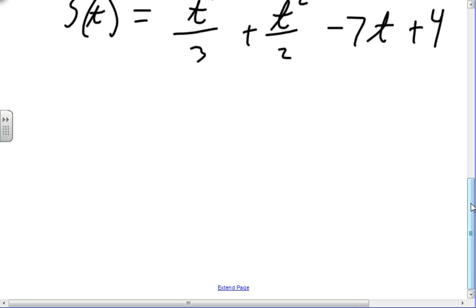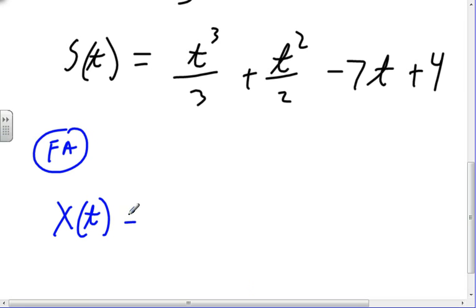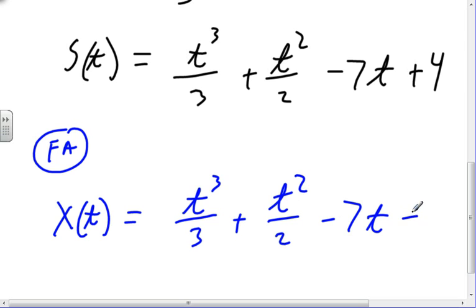Now, because the book uses x of t, and in your physics classes you always used s, right? Yeah, the calculus book uses x. So for our final answer, we'll write it the way the author wants it. Position, x direction, at t, is t cubed over 3 plus t squared over 2 minus 7t plus 4. That's 14, 16, 18 is next.